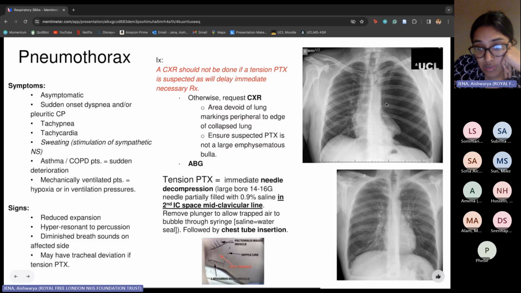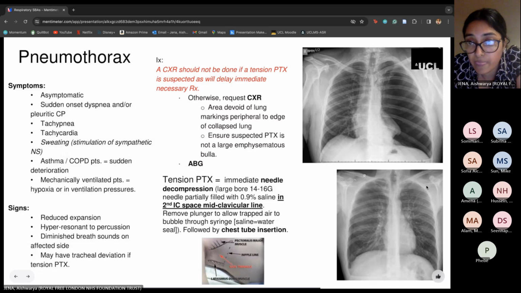And if you look at this one below, can anyone put in the chat where the pathology is on this chest x-ray? Just submit it as a question in the Q&A box.